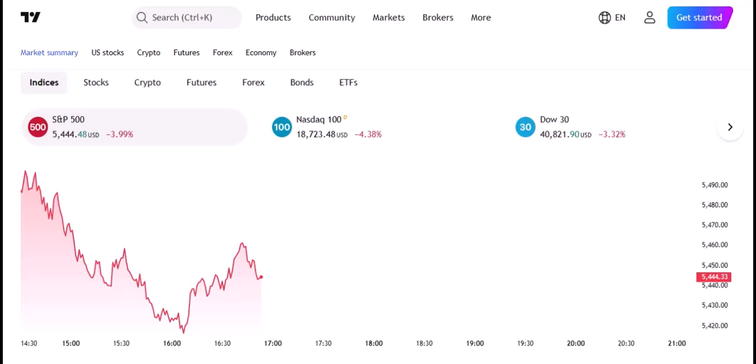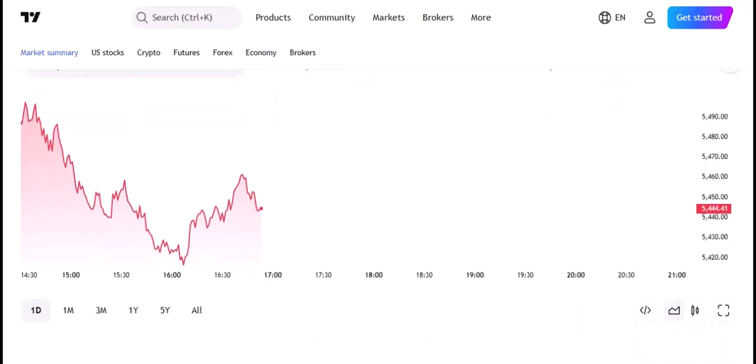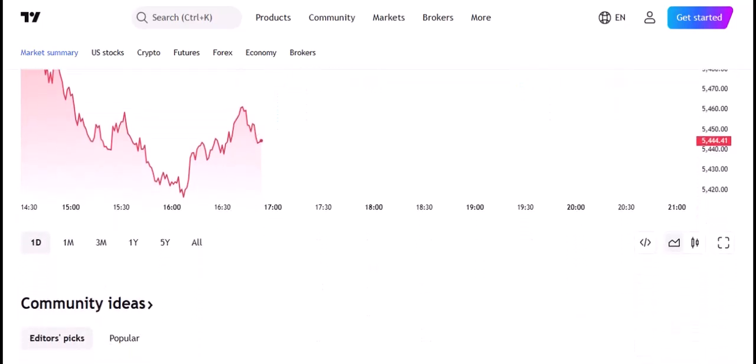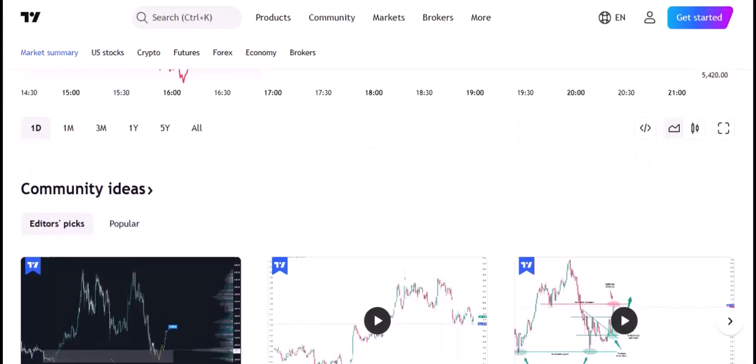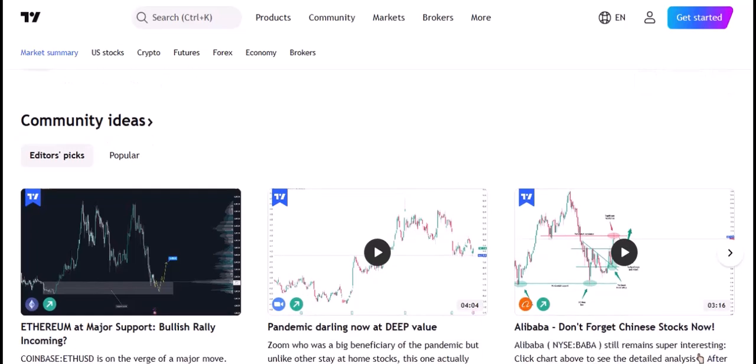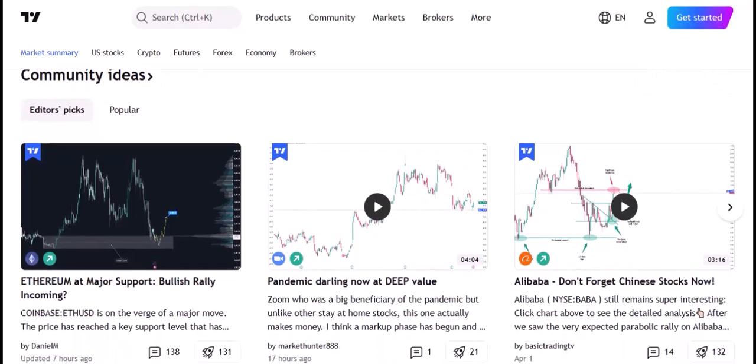But here's where TradingView truly shines: its vibrant and active community. You can follow other traders, share your own analysis and ideas, and engage in discussions. This collaborative environment can be incredibly valuable for learning new strategies, getting different perspectives, and even identifying potential trading setups you might have missed. The platform also features a scripting language called PineScript, which allows users to create and share their own custom indicators and trading strategies.